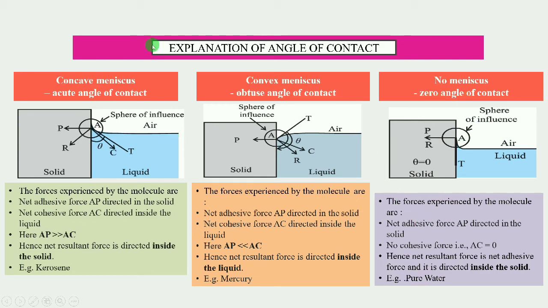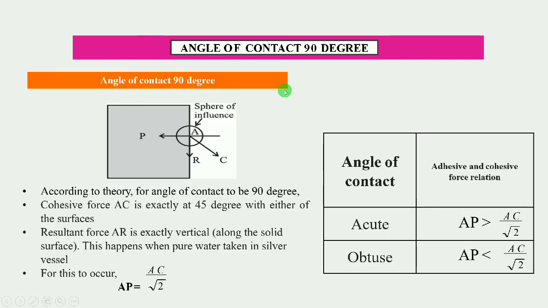So we consider here three types of liquid. The liquid which fully wets the solid: angle of contact will be 0, meniscus will be plane or horizontal. Next is the type of liquid which partially wets the solid: meniscus will be concave in shape, angle of contact will be acute. Next is the type of liquid which does not wet the solid. Here the angle of contact will be obtuse or greater than 90 degrees and the meniscus will be convex.